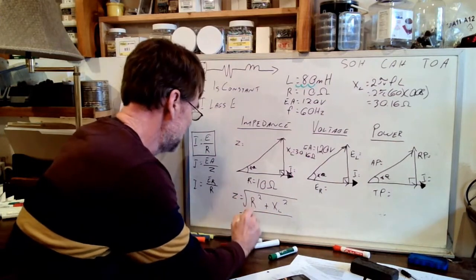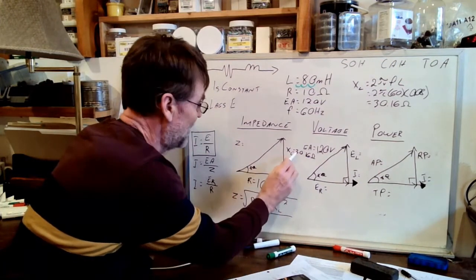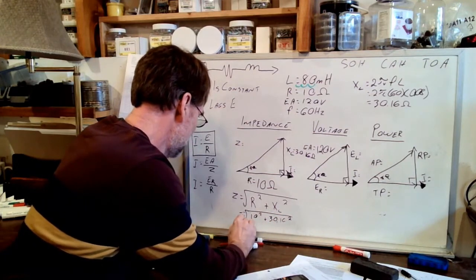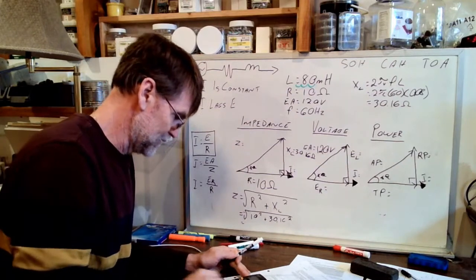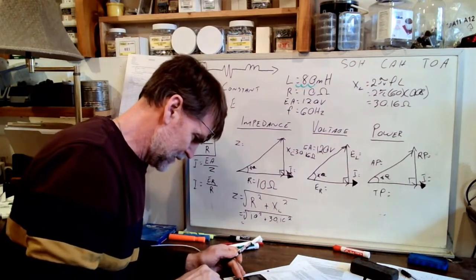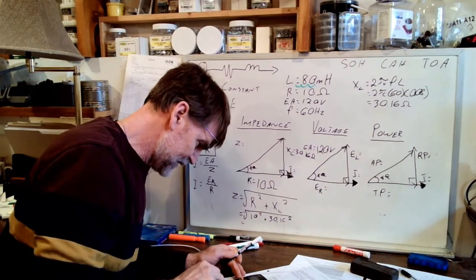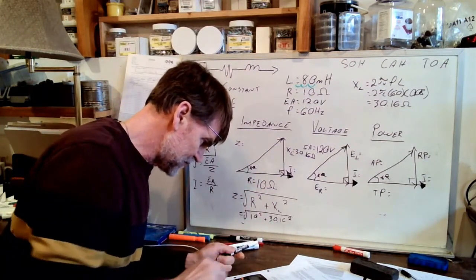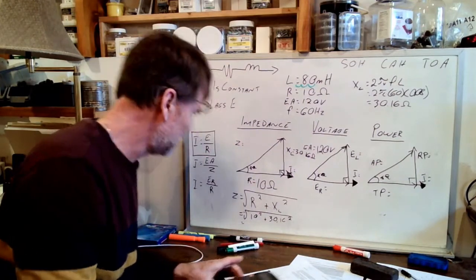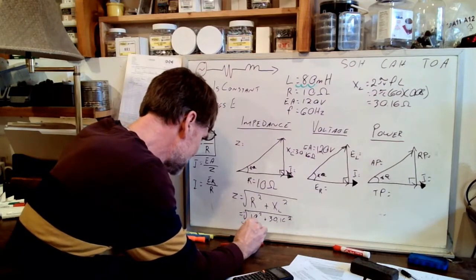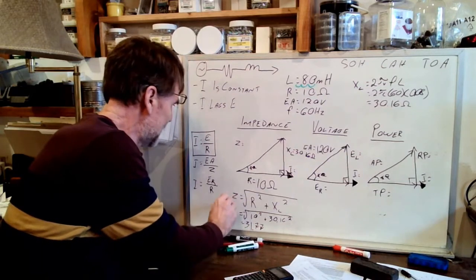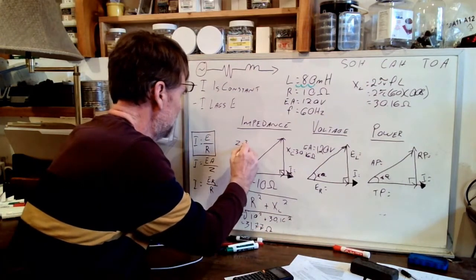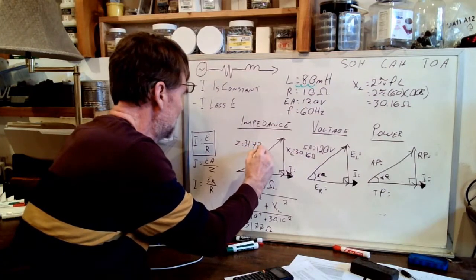Okay, so R is 10 ohms, so it's 10 squared plus XL, which we've calculated at 30.16, square that, and let's find out what we get. So on my calculator, 10 squared plus 30.16 squared is equal to, and there's a big number, and now I just need to find out what the square root of that is. So the square root of that number is equal to 31.77. 31.77 units. We calculated for Z, impedance, ohms. So right here, Z equals 31.77 ohms.